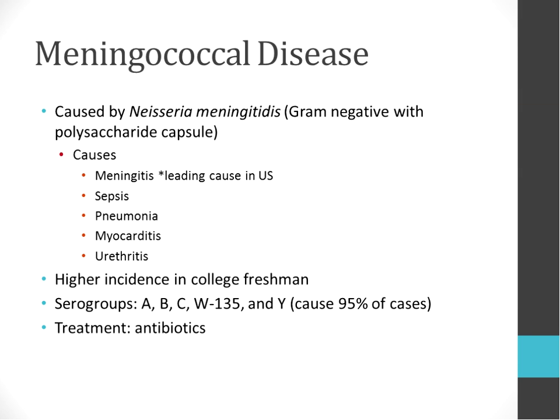Meningococcal disease, caused by Neisseria meningitidis, is typically the leading cause of meningitis in the U.S. It has a higher incidence in college freshmen, and there are different serotypes. I would know that neither of the vaccines covers serotype B.